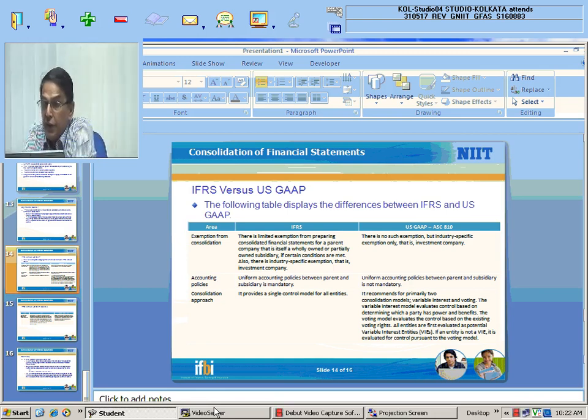Under IFRS, there is a single control model for all entities. Under US GAAP, there are primarily two consolidation models, variable interest and voting. The variable interest model evaluates control based on determining which party has the power and the benefits. The voting model evaluates control based on the existing voting rights. So there are two models here. All entities are first evaluated as potential variable interest entities. If an entity is not a variable interest entity, it is evaluated for control purposes under the voting model. So first it will be evaluated under the variable interest entity model and then the voting model.